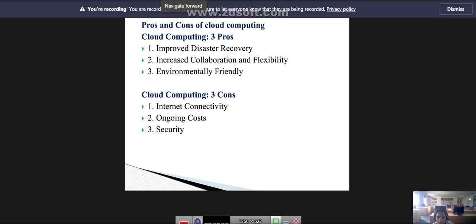Okay, so what are the 3 pros? Improved disaster recovery, increased collaboration and flexibility, environmentally friendly. Okay, that is called the cloud computing pros, 3 pros. And the 3 cons are internet connectivity, ongoing cost, security. So these are the 3 cons. Pros are the advantages, cons are the disadvantages. Individually we will discuss these pros and cons.